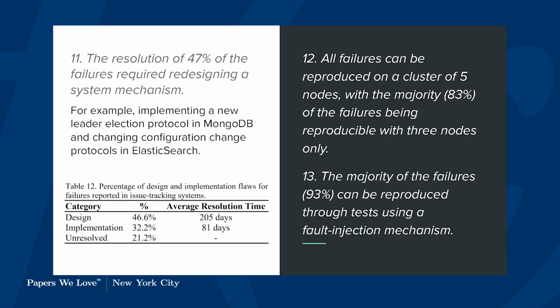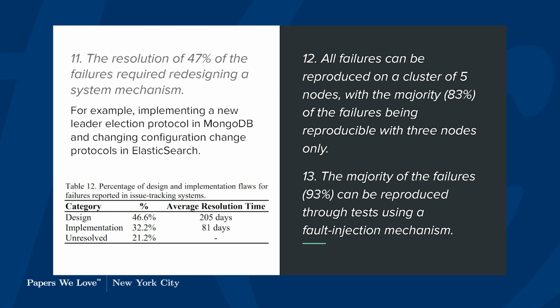Number 11, the resolution of 47% of the failures required redesigning a system mechanism. Redesigning a system mechanism, for example, is implementing a new leader election protocol on MongoDB, or changing how configuration changes happen in Elasticsearch. And as you can see, these also turn out to have a long resolution time. If there's a design issue, which is almost half of the cases, it takes almost 7 months to solve the problem. And for an implementation issue, it takes almost 3 months.